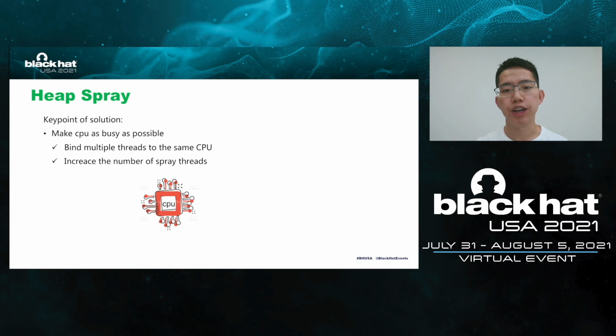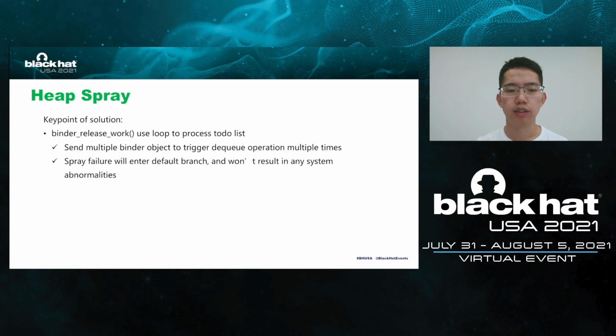Actually, there are two main ways to improve the success rate of heap spray. The first one is the old school method: just bind the CPU and increase the number of heap spray threads. Under frequent scheduling, you can always find a chance in the race window. The second one is special. Increasing the number of binder work objects can also increase the possibility, because binder release work also uses a loop to process binder work. More binder work objects means more chances to create the race scene. Another advantage is that the spray will enter the default branch and won't result in any system abnormalities.